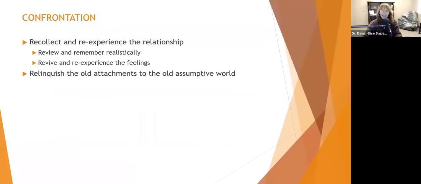Help them recollect and re-experience the relationship, to review and remember realistically what happened, instead of this ideal image of this perfect caregiver that I, the inept child, just could never acquire the love of. Have them reflect and recognize that, okay, now that I'm older, I look back and I realize that primary caregiver had a wicked alcohol problem at that point in time, or really bad postpartum depression, and it wasn't me that was rejected, even though it felt like it. And have them revive and re-experience the feelings that may have happened and then move on.